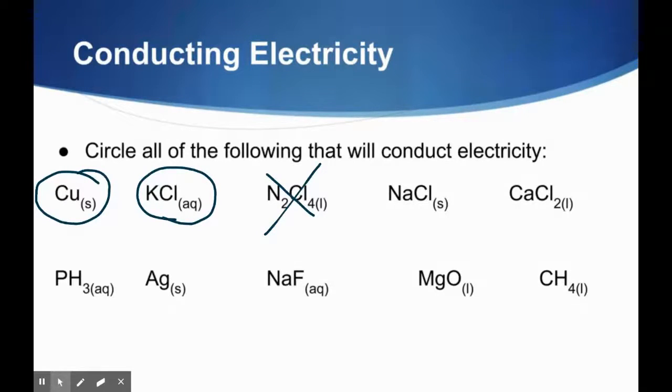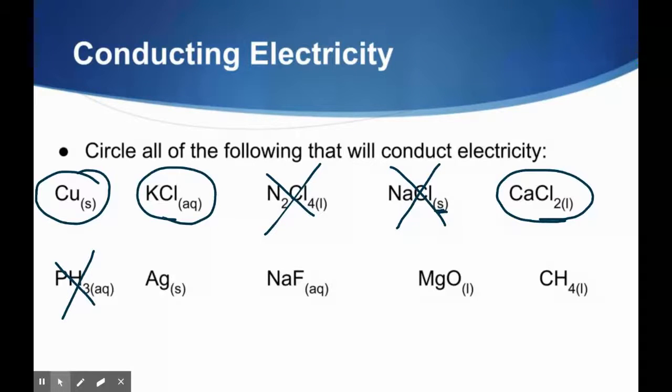NaCl is an ionic compound, but the S here tells us that it's the solid NaCl, and an ionic compound will not conduct electricity in its solid form. CaCl2 is an ionic compound, and this is in the liquid form, so it will conduct electricity. PH3 is a covalent compound, so it will not.